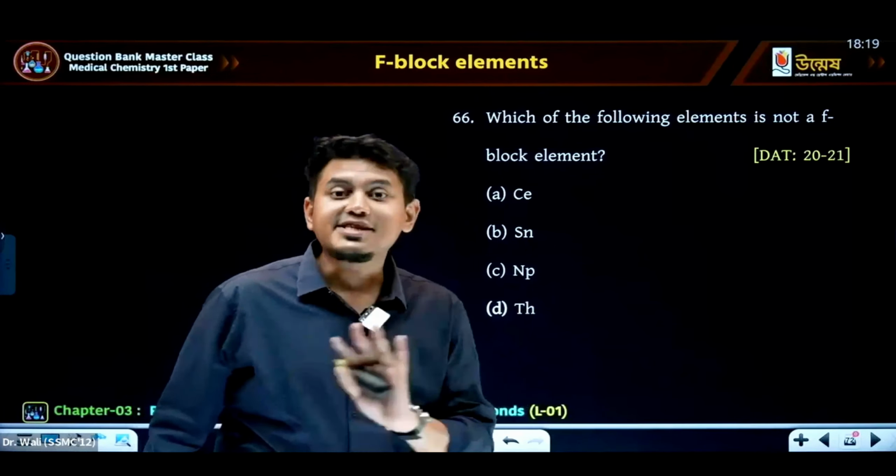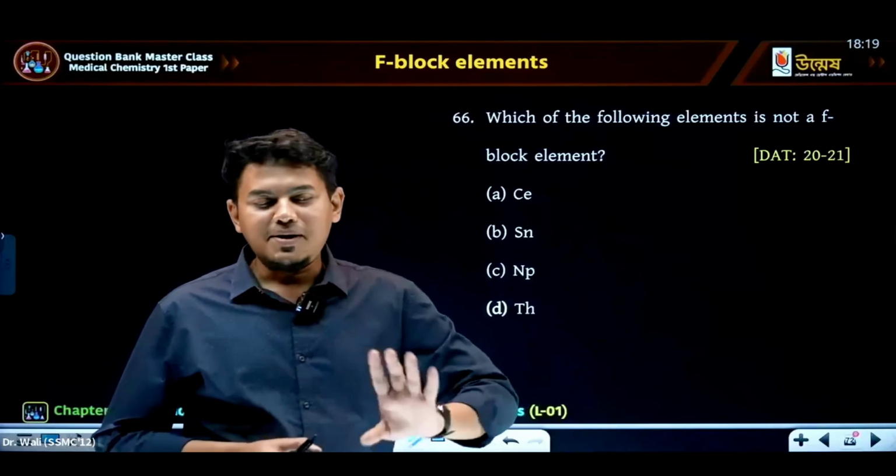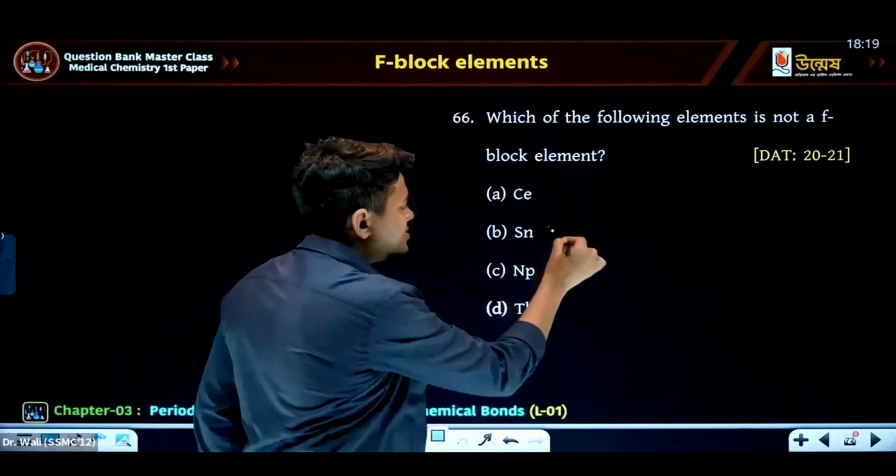But lanthanum and actinium are not within the F block. These are D block elements. Lanthanum, actinium, thorium. These 3 elements are within the D block. You can only remember lutetium and lawrencium, but the rest of the elements are not that important. If I try to answer this question, let's go through it.